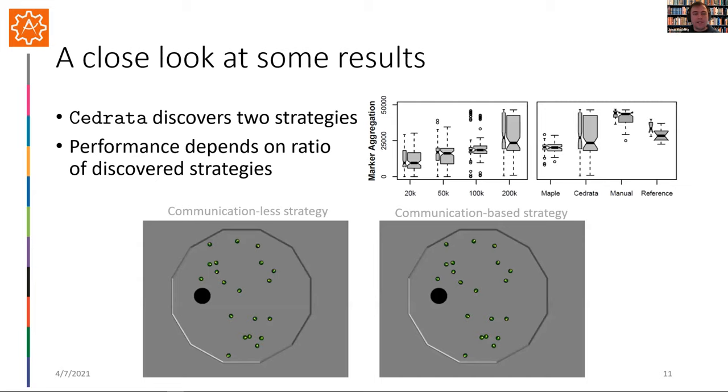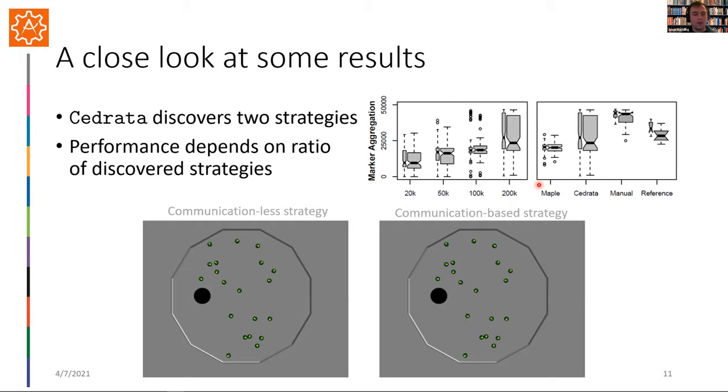So let's have a closer look at some results, in this case especially of the marker aggregation mission. Here in the plot, we see that with increasing design budget, our performance also increases for Cedrata, which is very interesting. But what is even more interesting is that if we have a detailed look, we see that Cedrata basically discovers two strategies. One of the strategies is using communication, while the other one is not. And especially for our higher design budgets, the performance only depends on the ratio of these discovered strategies. Within each strategy, Cedrata is able to find the best performing or quite good performing instance of control software, but the overall test over 10 independent designs depends on this ratio between the two discovered strategies.